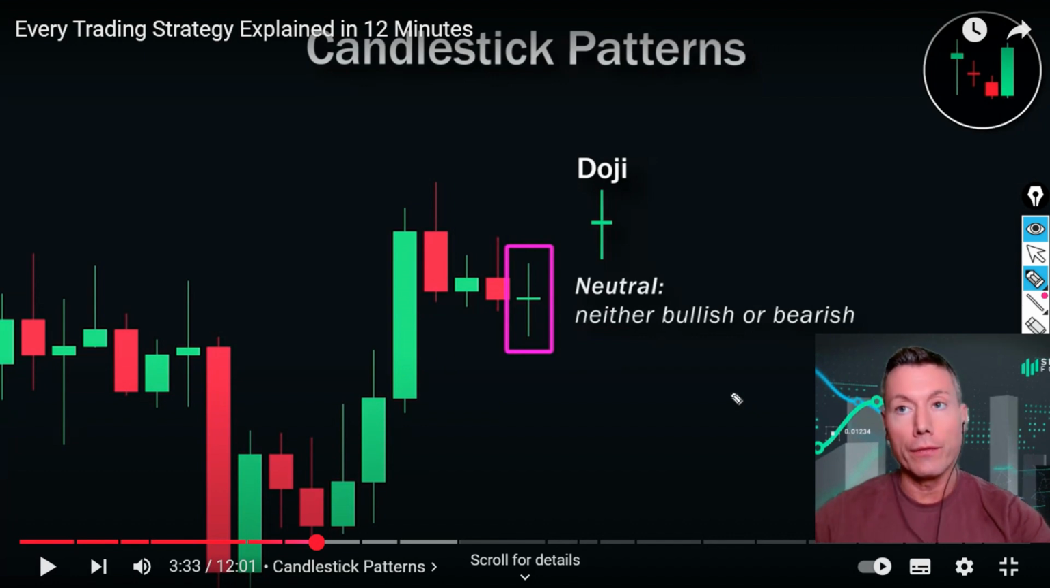Ask yourself who is in control, buyers or sellers. If you're not sure, stay out. If it's glaringly obvious, take the trade, right? Don't worry about all the different patterns. Just ask yourself that simple question: who is in control?